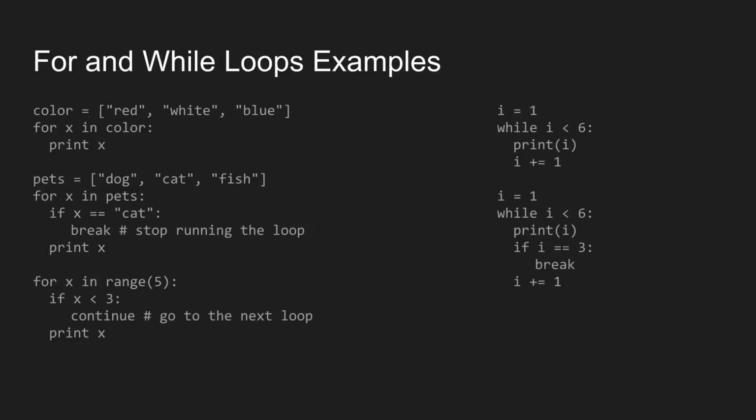Or in this case, while i is less than 6, print i, and then we're incrementing i. When it reaches 6, we're going to stop printing. All right, and then this one says if i equals 3, break, and then this is going to stop the loop. Okay?